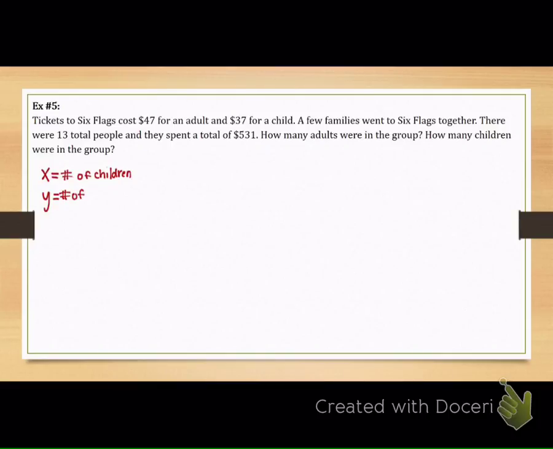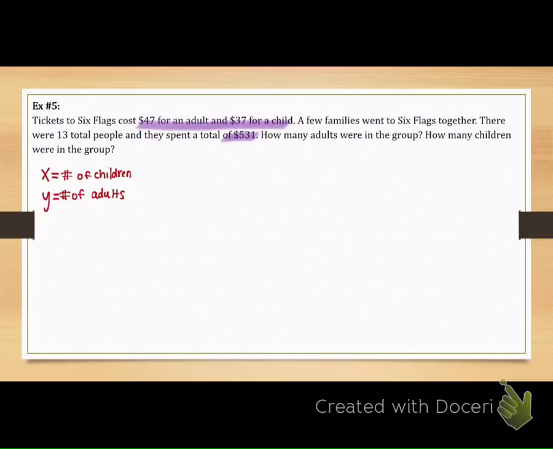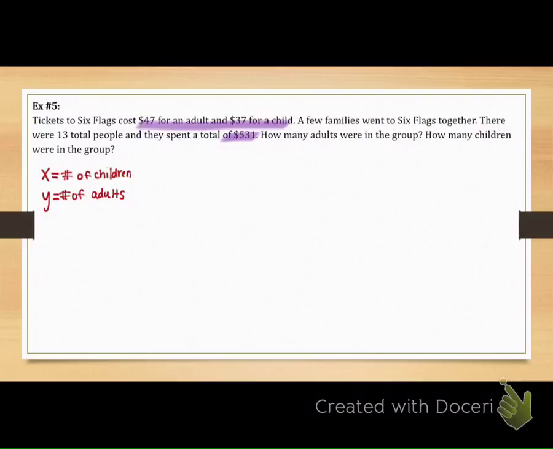I would have used A and C because it makes it easier to know what I'm talking about later. Okay. So we have to keep like units together. It says 47 for an adult, 37 for a child, and those are all dealing with money. So I'm also going to highlight the 531 in purple because those are all the same unit. And then there are a total of 13 people that went. So that is our other one.